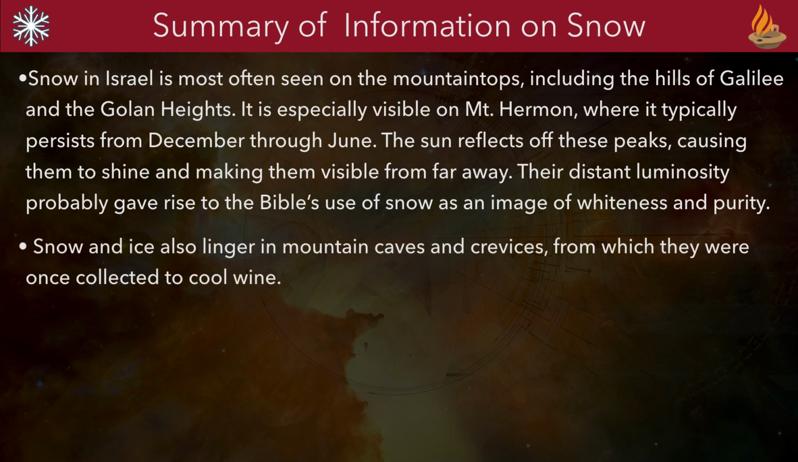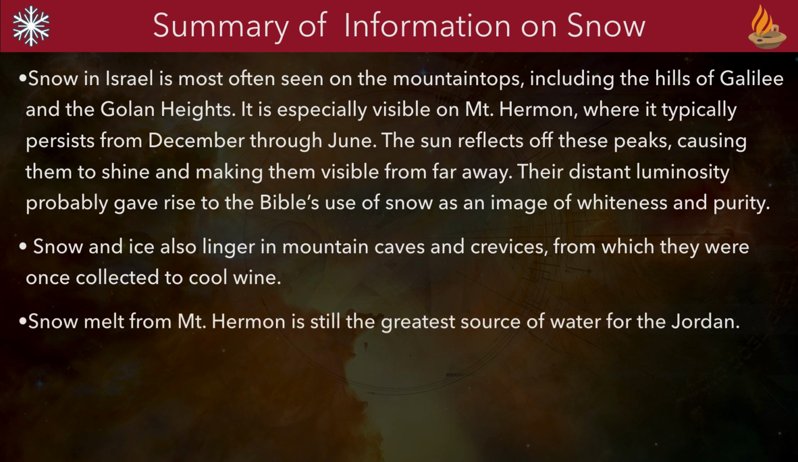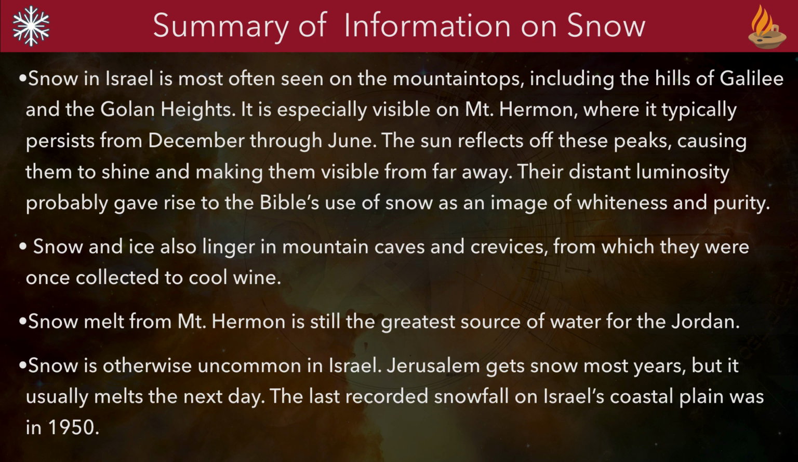Snow and ice also linger in mountain caves and crevices, from which they were once collected to cool wine. Snowmelt from Mount Hermon is still the greatest source of water for the Jordan. And snow is otherwise uncommon in Israel. Jerusalem gets snow most years, but it usually melts the next day. The last recorded snowfall on Israel's coastal plain was in 1950.